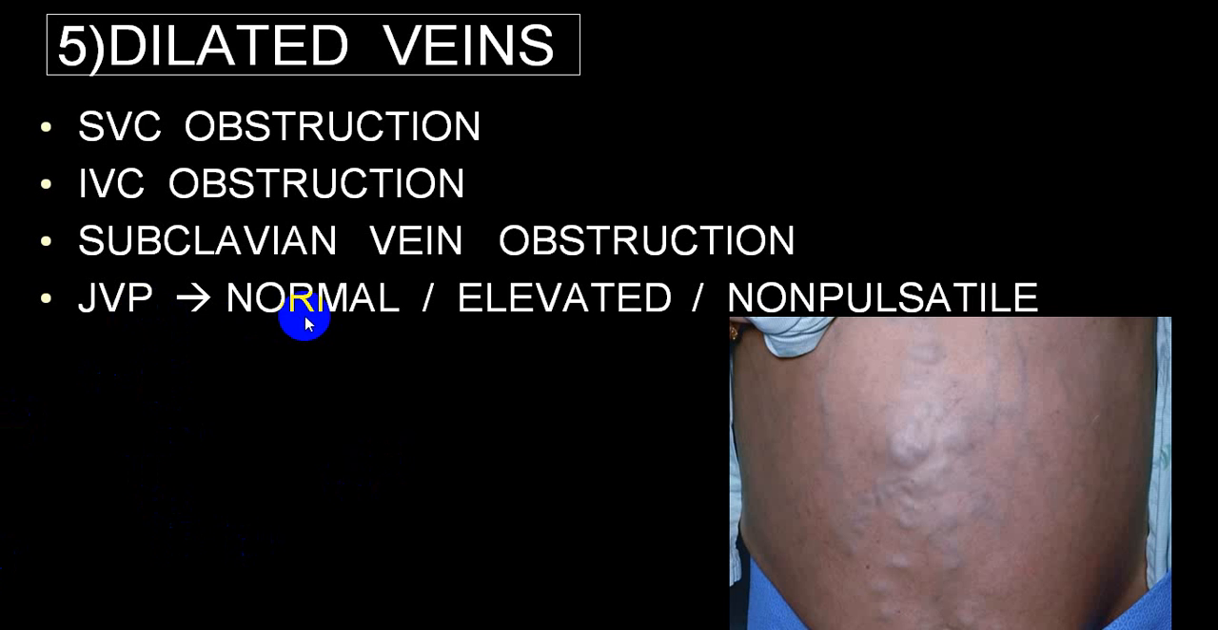If JVP is normal, it is less likely to be a raised central venous pressure. But JVP will be elevated if there is an elevated central venous pressure, either because of congestive heart failure, very common in right ventricular failure, or right ventricular failure following left ventricular failure, which we call biventricular failure, or congestive heart failure. And JVP will be elevated and non-pulsatile in case of superior vena cava obstruction.